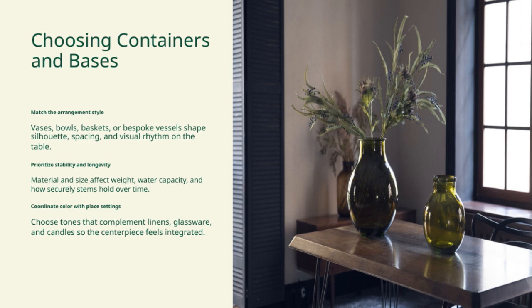Finally, think about the type of container you choose, whether it's vases, bowls, baskets, or custom-made vessels. These shape the overall silhouette, influence spacing, and contribute to the visual rhythm on your table. Matching your container style to the overall arrangement style helps create a harmonious and elegant look that flows seamlessly with the rest of your decor.